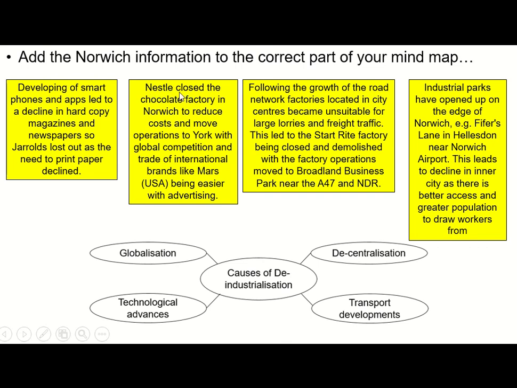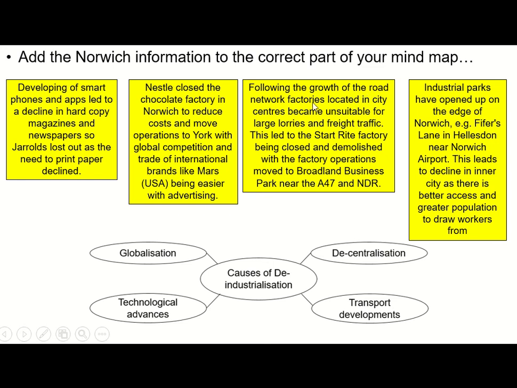Nestle, again the confectionery manufacturer, they closed down their chocolate factory in Norwich to reduce costs and move operations to a place called York, which is in Yorkshire, believe it or not, with global competition and the trade of international brands like Mars being easier with advertising. So basically Nestle lost out to places of competition like Mars because there was lots of global advertising going on. So this is globalization.